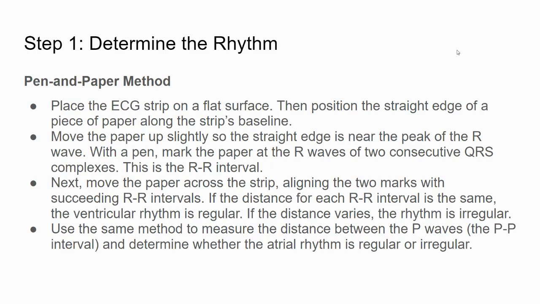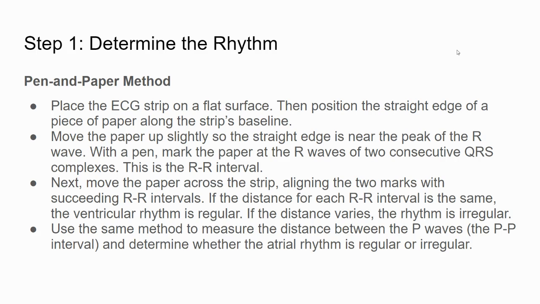In order to do the pen and paper method, place the ECG strip on a flat surface, then position the straight edge of a piece of paper along the strip's baseline. Move the paper up slightly so that the straight edge is near the peak of the R wave. With a pen, mark the paper at the R waves of 2 consecutive QRS complexes, and this will be your RR interval. Next, move the paper across the strip, aligning the 2 marks with succeeding RR intervals. If the distance for each RR interval is the same, the ventricular rhythm is said to be regular. If the distance varies, the rhythm is irregular.